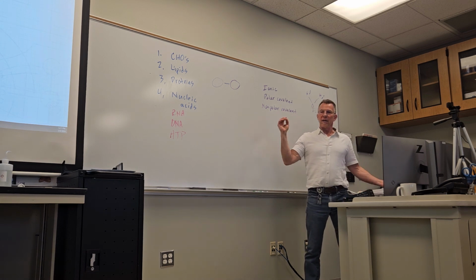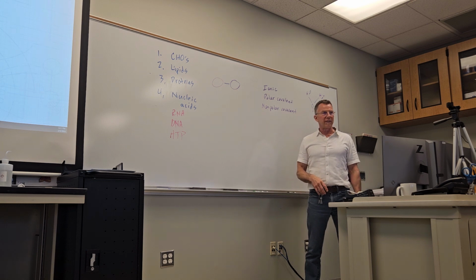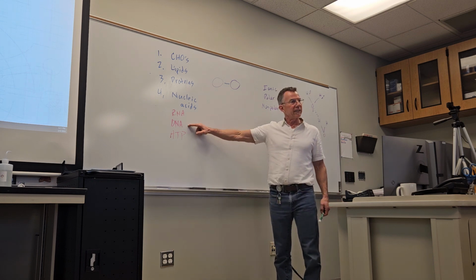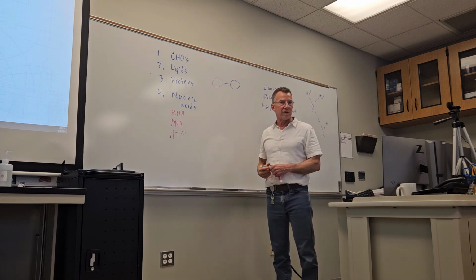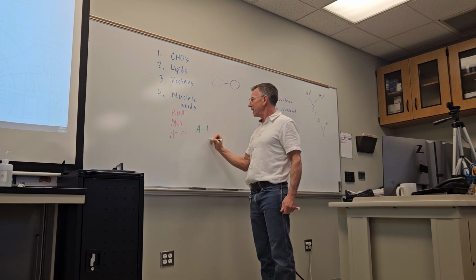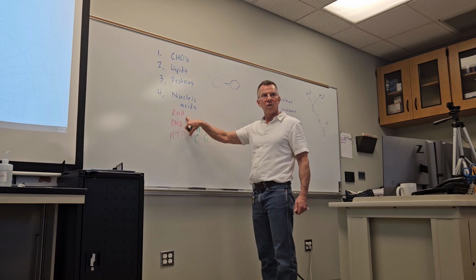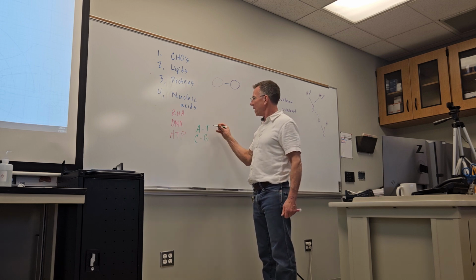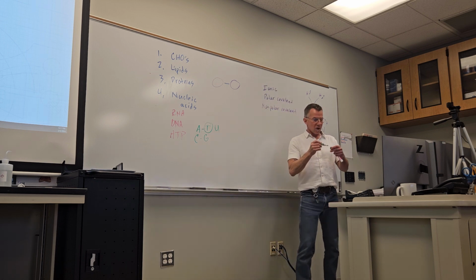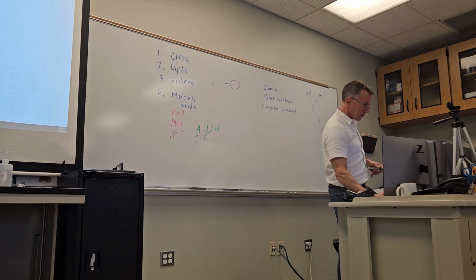RNA has a pattern of base nucleotides associating with it, and DNA has another pattern. What is the pattern for the base nucleotides of DNA to match up with each other? A pairs with T. And then C pairs with G. And if it's RNA, what's different? The A goes to U if it is RNA. So a little bit of that.